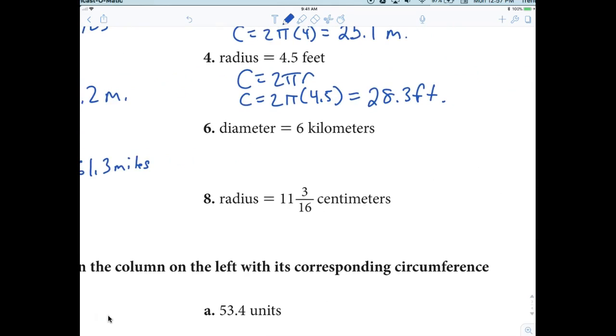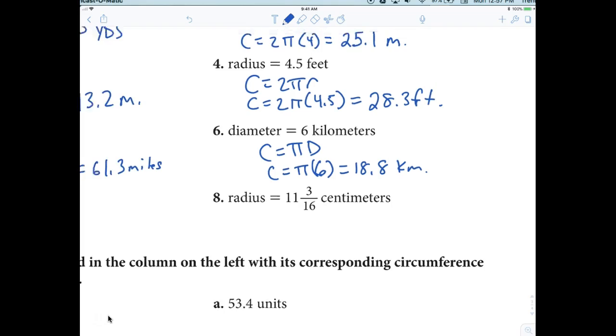It'll be C equals pi d, and so it's pi times 6, which equals 18.8 what? Oh, kilometers. Kilometers. Good job. All right, William, you're up, buddy.